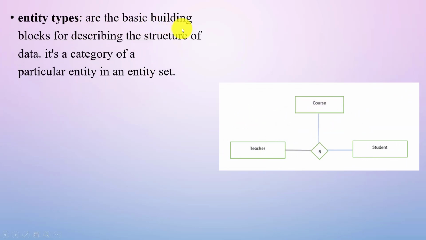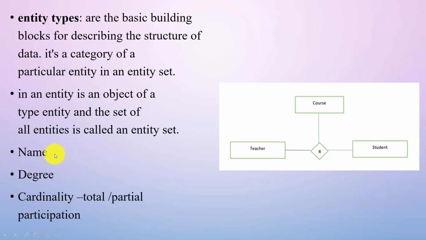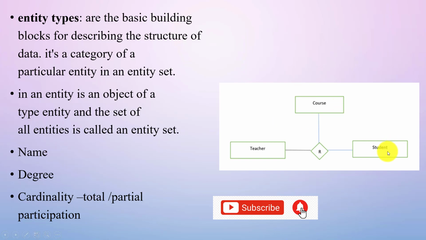So entity type is nothing but the basic building blocks for describing the structure of data. What is the use of describing? To represent it in pictorial form called ER, and it is a category of entity in an entity set. An entity is an object of a type, and the set of all entities is called an entity set. Now there are three components in an entity relationship: name, degree and cardinality. Name gives a unique entity name or unique attribute name; each entity has a particular unique name like teacher, course and student.